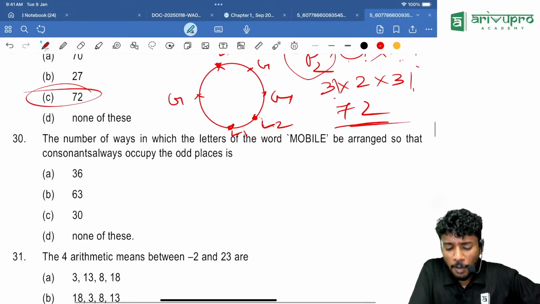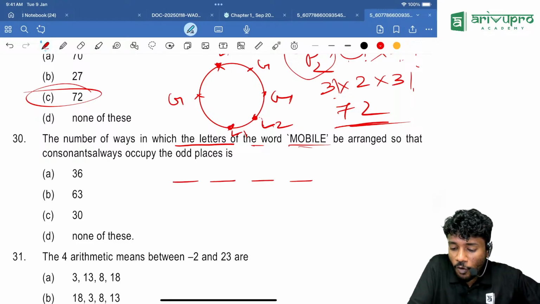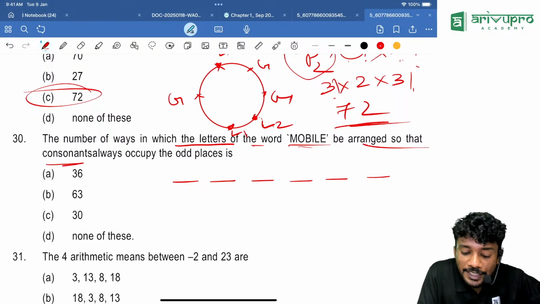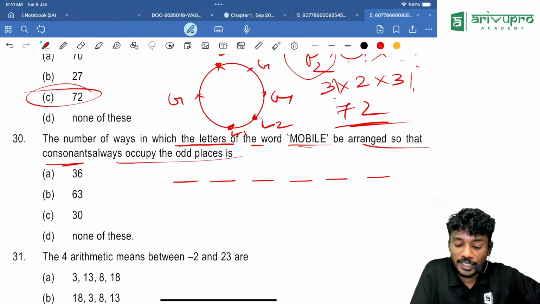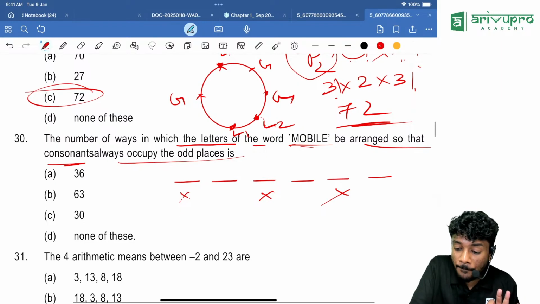Easy question. The number of ways in which the letters of the word MOBILE. How many letters are there? 1, 2, 3, 4, 5, 6 letters are there. Be arranged so that consonants always occupy odd positions. Which are the odd positions? This is an odd position. This is an odd position. This is an odd position. How many consonants are there? M, B and L are consonants.